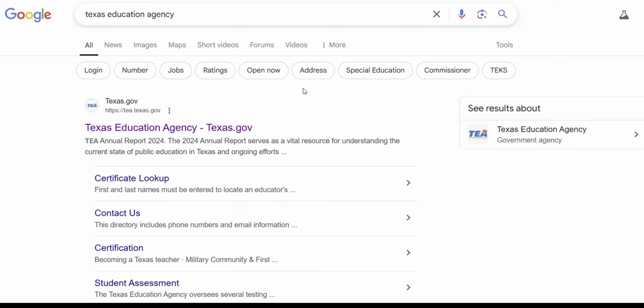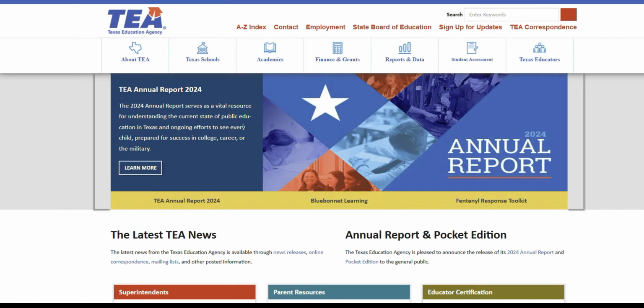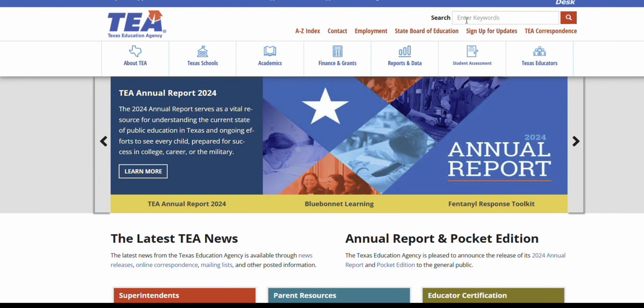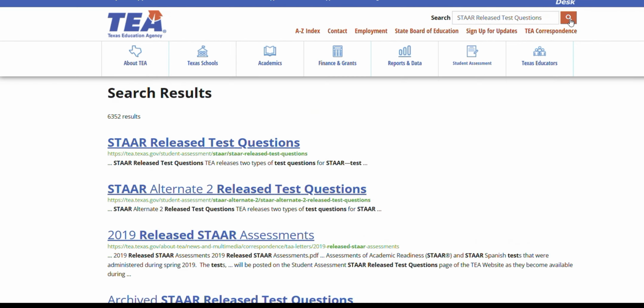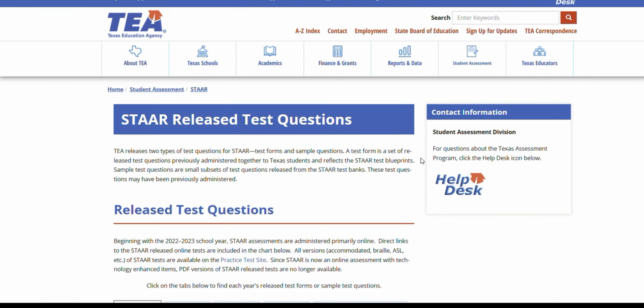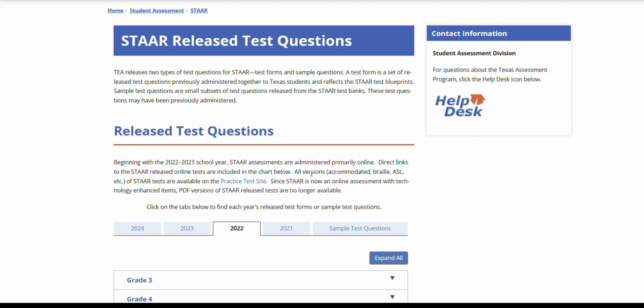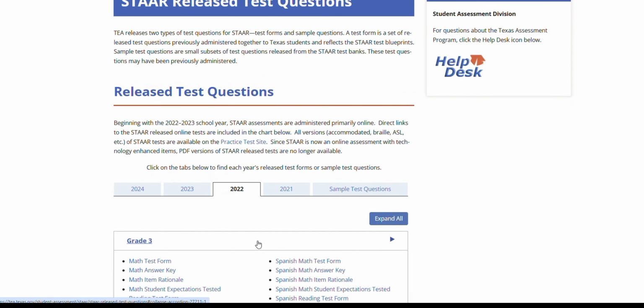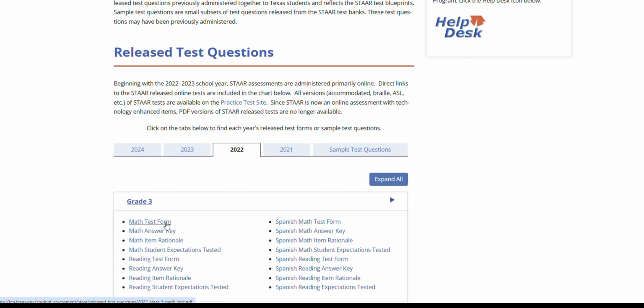We're going to search for the Texas Education Agency on Google. Once we're on the Texas Education Agency website, we'll search for STAAR Release Test Questions. We'll then select the 2022 tab and from there, choose the grade level 3rd, 4th, and so on to locate the math test form.